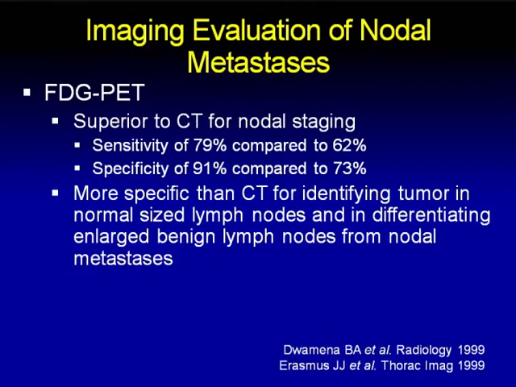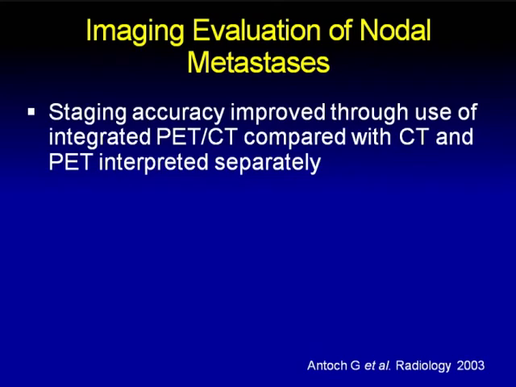A PET is better than CT in that it has a sensitivity of about 79% compared to 62%, and specificity of 91% compared to 73%. One of the nice things about PET is it is more specific than CT in identifying tumor in normal-sized lymph nodes and also in differentiating benign lymph nodes from nodal metastases. And then, as I'm sure we'll hear in the next talk, staging accuracy is improved through the use of integrated PET-CT compared with CT and PET alone.